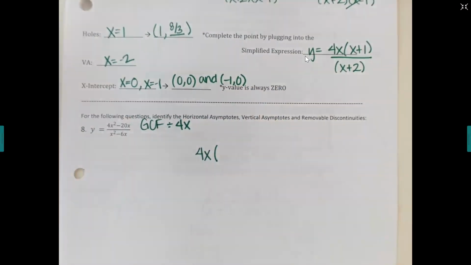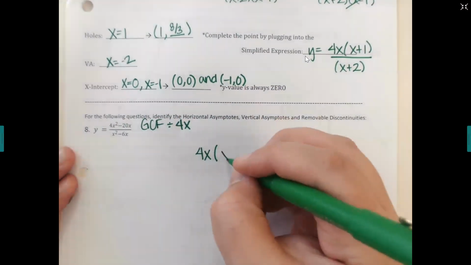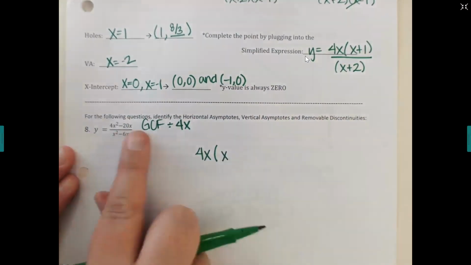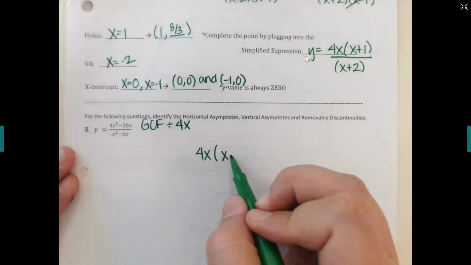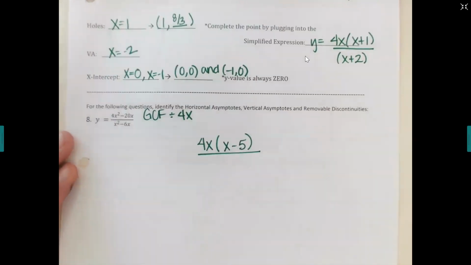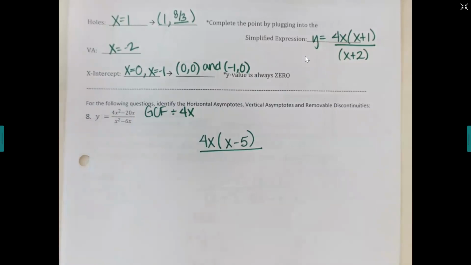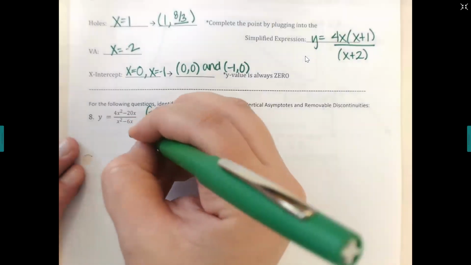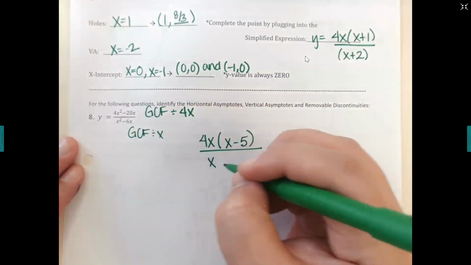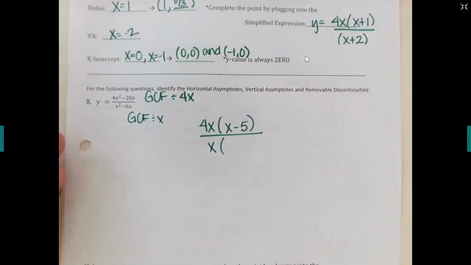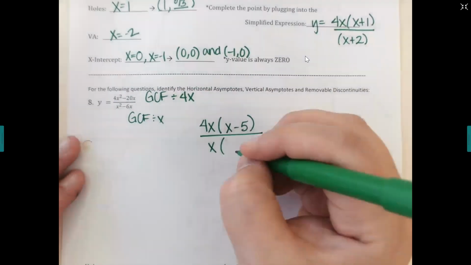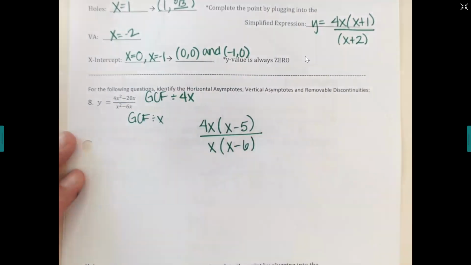What will be left over from your 4x squared? Just an x. What about from the -20? If I divide that by 4. Okay, on the bottom, we have an x squared minus 6x. Remember, GCF could be a number, a letter, or both. So what is it going to be for the bottom? Just an x. Very good. So my x goes to the front. What's going to be left over from x squared minus 6x? X minus 6. Very good.